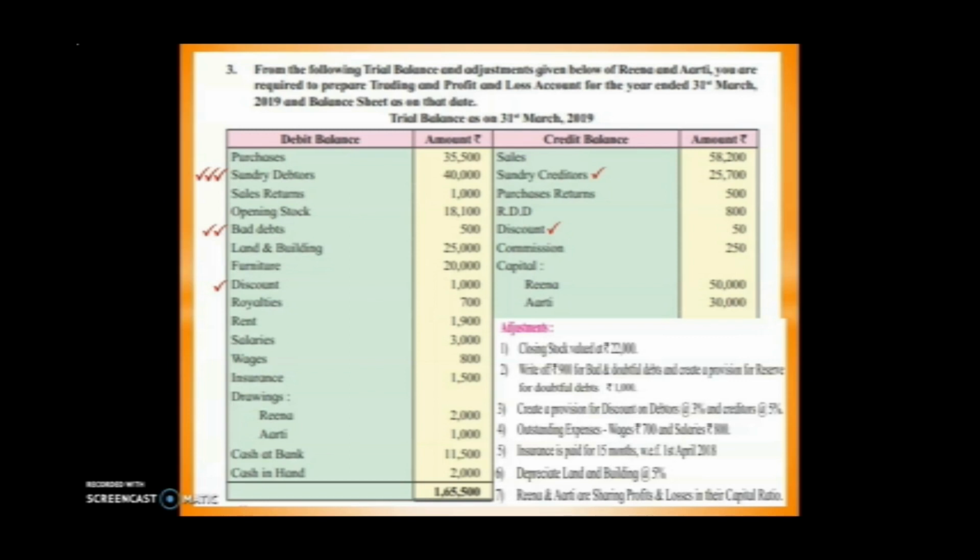So this will be affecting the wages. So we put a tick mark on wages. Salaries rupees 800. So we put a tick mark on salaries.